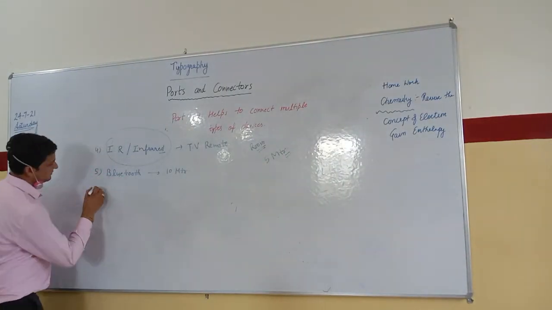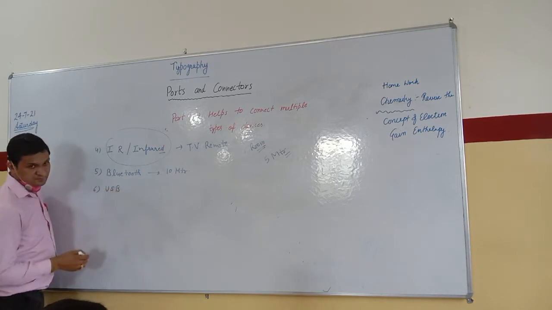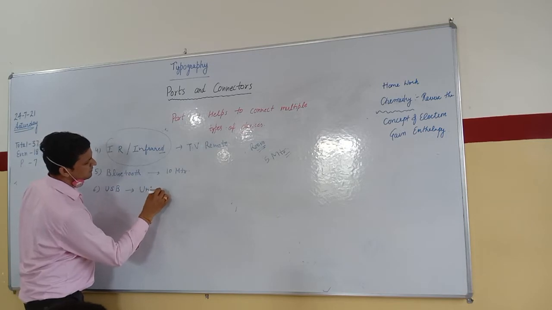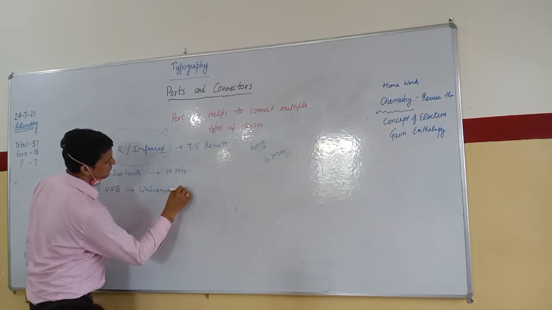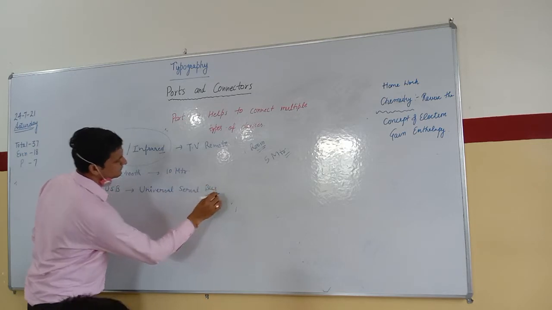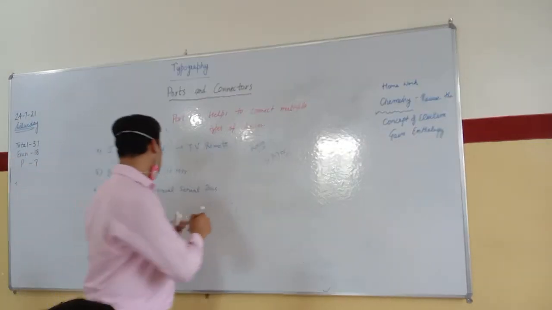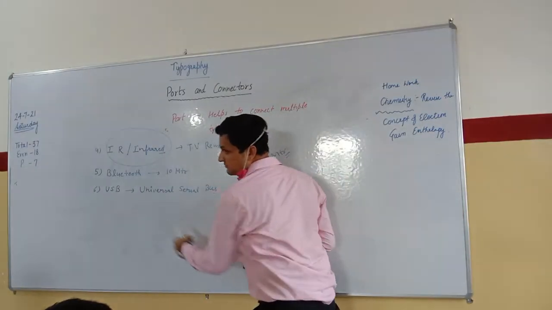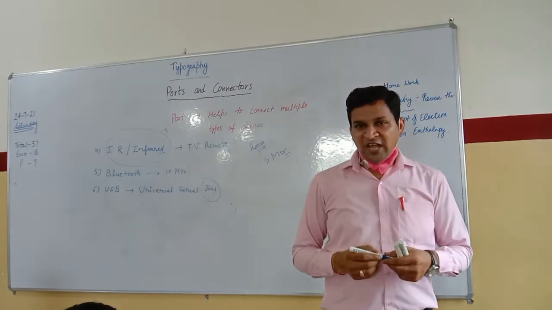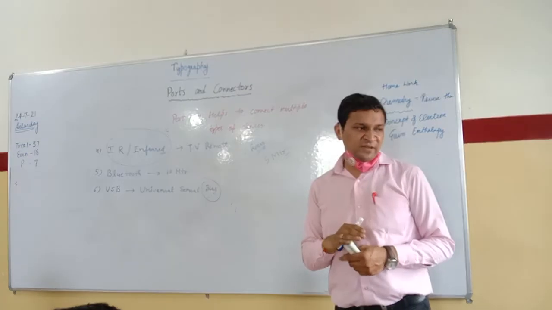Afterward, next it is USB. The full form of USB is Universal Serial Bus. What is the meaning of Universal Serial Bus? All three words have different meanings. Bus is the technology that will transfer the data from one device to another device.